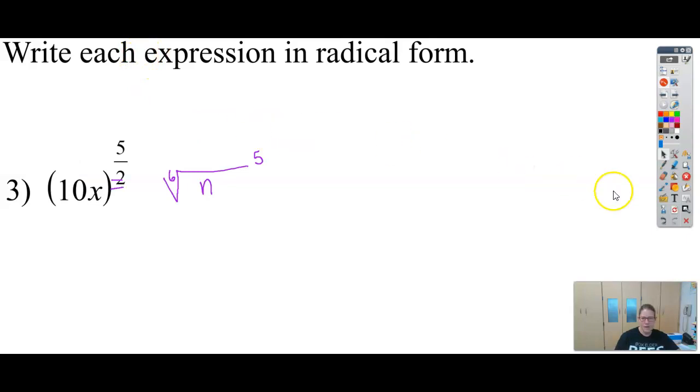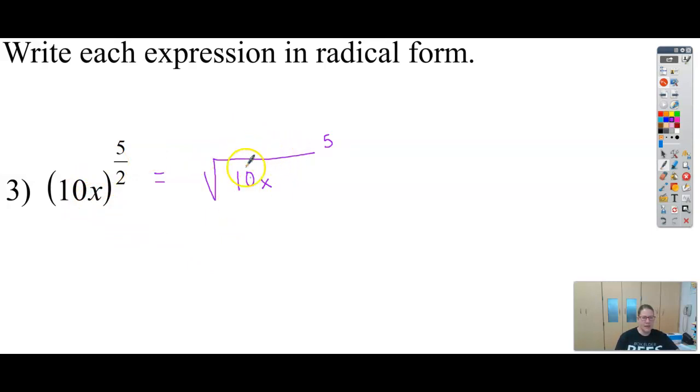Okay, let's try another one. On this one, I have 10x in parentheses, so my base is 10 times x. It's being raised to the fifth power, and we're taking the square root. So I could write this as the square root of 10x raised to the power of 5. Now notice here I didn't put a number in the v. That's because this is a square root. Anytime we see a radical, we automatically think square root. The only time it's not a square root is if the number here is different than 2. So if there is no number here in the v, that means it's a square root. And so I could write that as a 2 if I'm going back the other way, if I'm starting in radical form and going to exponential form.